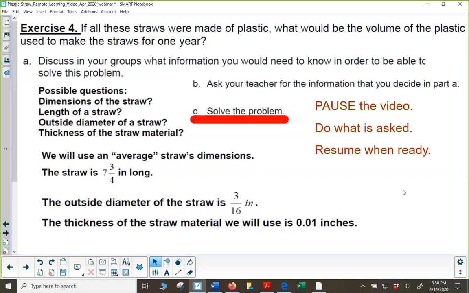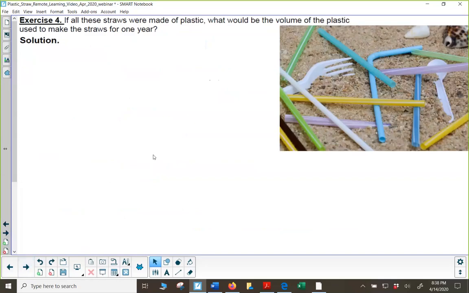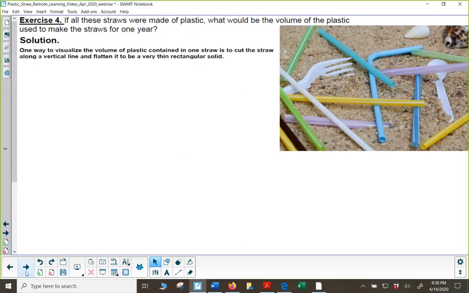All right, so let's see how we did here. Okay. So if all the straws were plastic, what would be the volume in 1 year? Okay, in 1 year. So the way I was thinking of visualizing this was to take that straw and cut it along a vertical line to flatten it to become a very thin rectangular solid. I'd cut it straight down here and then flatten it out. It'd almost be like a sheet of paper. So it's going to look like this. Okay, open it up and flatten it out.